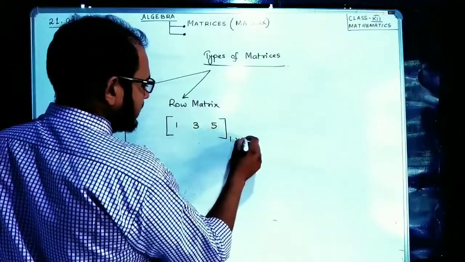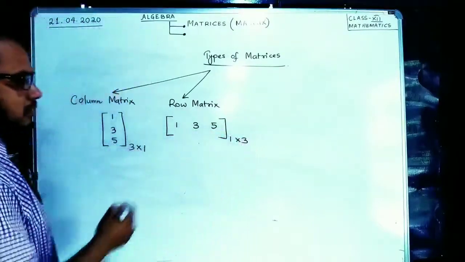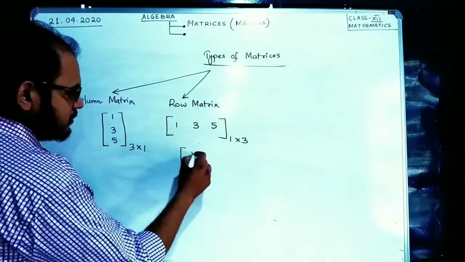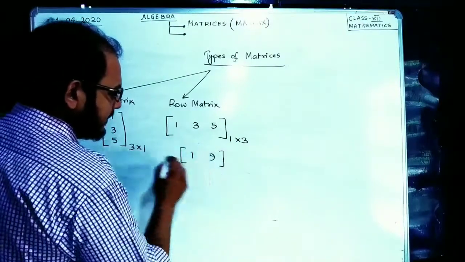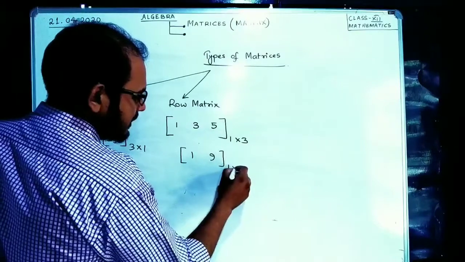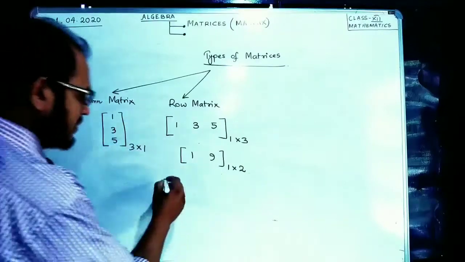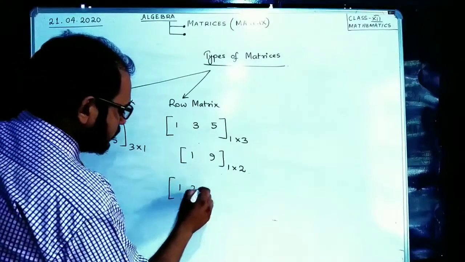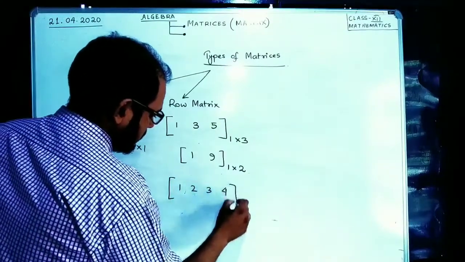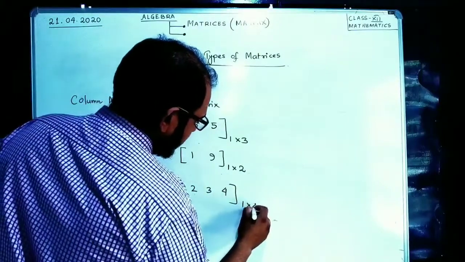1 by 3. Another row matrix is 1 9. It is a 1 by 2 matrix. So this is another row matrix. So these are all row matrices. This is also a row matrix, 1 2 3 4. This is a 1 by 4 matrix.